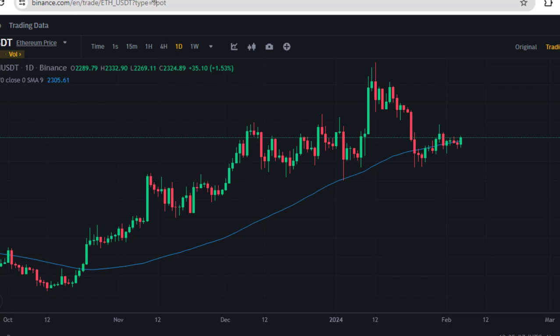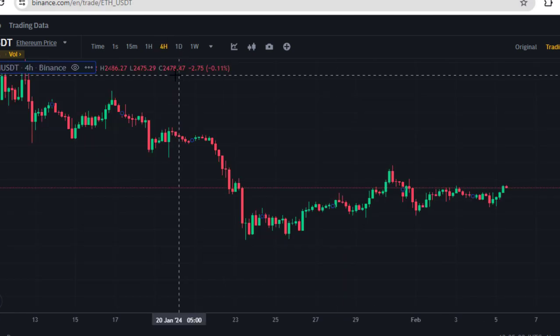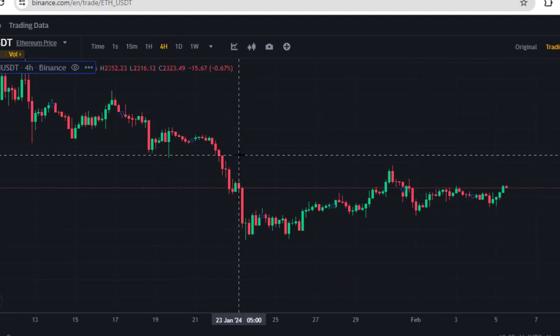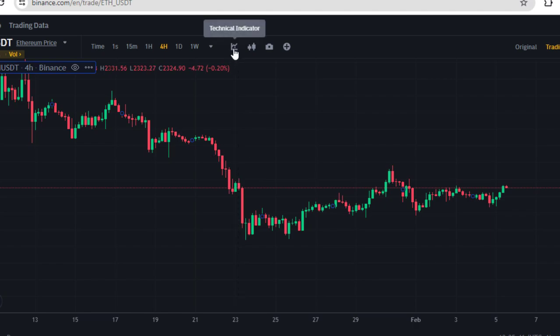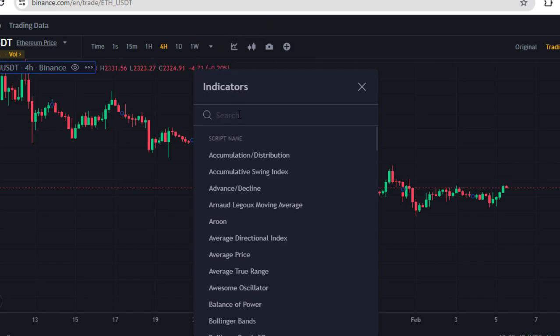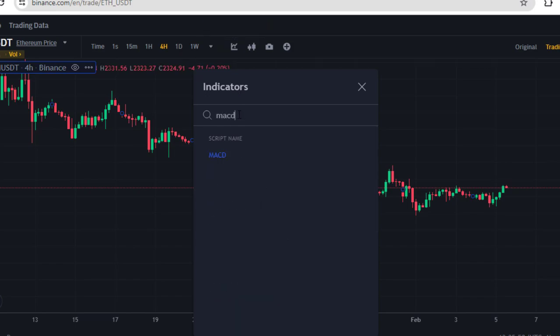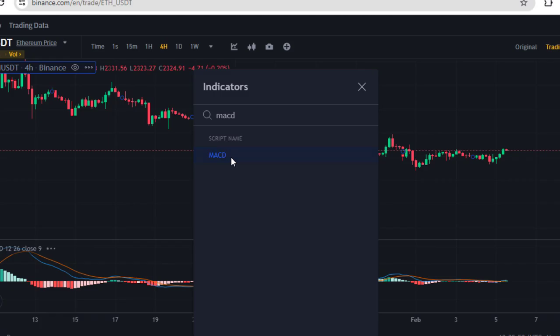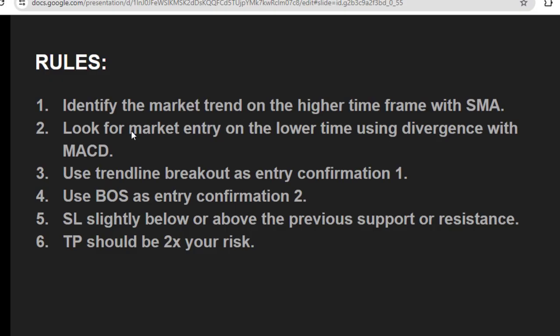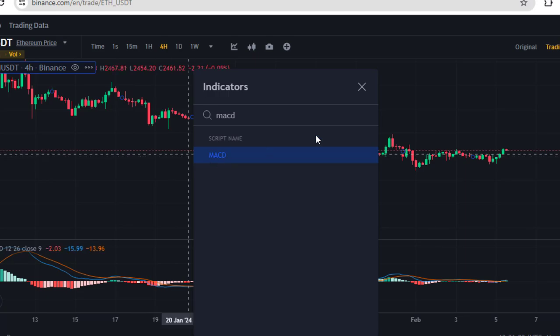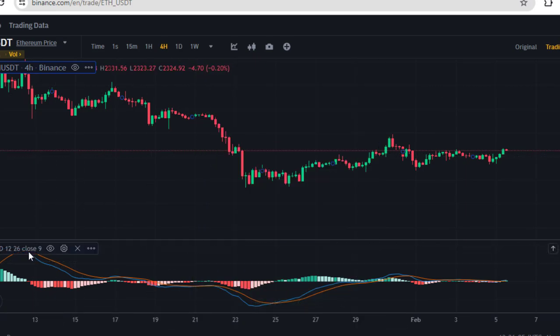Okay, so a 70 period is what we'll be working with to properly identify the market trend, first of all on the 1-day chart, and I will go back to my 4-hour chart, which is the time frame I want to enter my trade. So I'll go here as well and put the MACD, because that is the second rule in this strategy. If you look at it right here, look for market entry on the lower time frame using divergence with MACD. Okay, so that is what I just did right here.